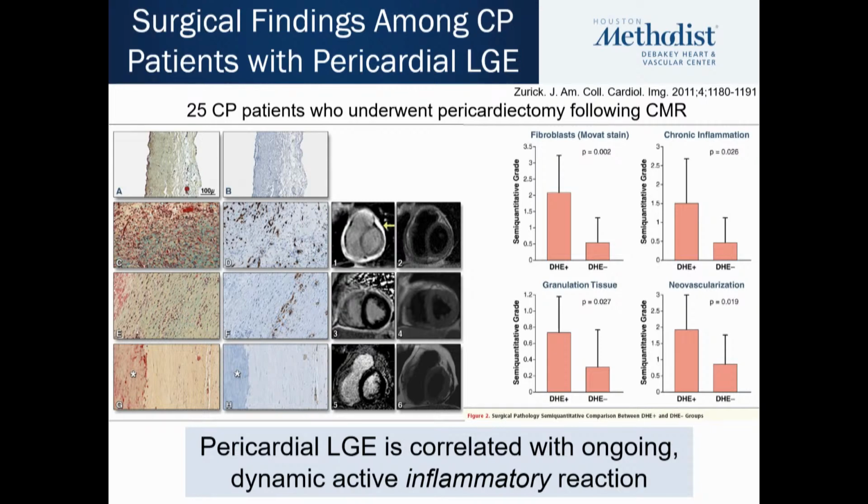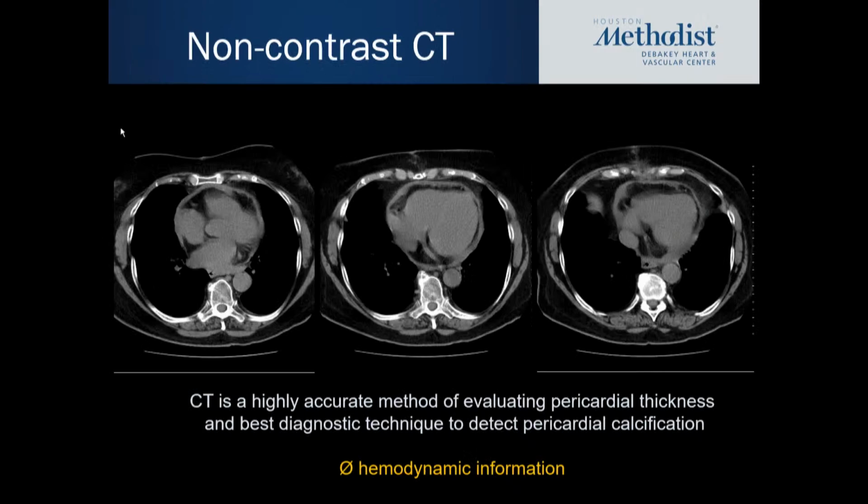This present patient happened to also get a non-contrast CT, so I bring these images here just to show you what a thickened pericardium would look like and what features you would look for. And you can see this is a markedly thickened pericardium, again circumambulating the heart. Again, a great technique to see the pericardium and a great technique to see calcium, which this patient does not have. Limitation of CT, of course, is you do not derive much direct hemodynamic information.